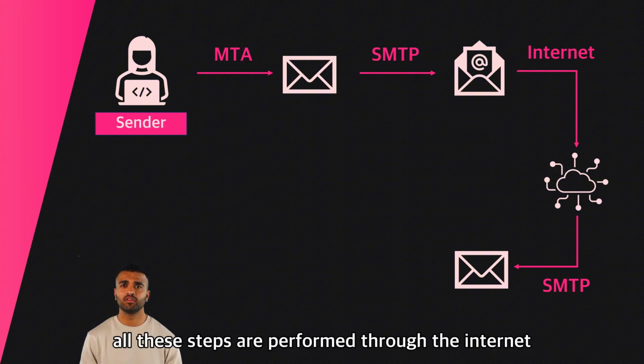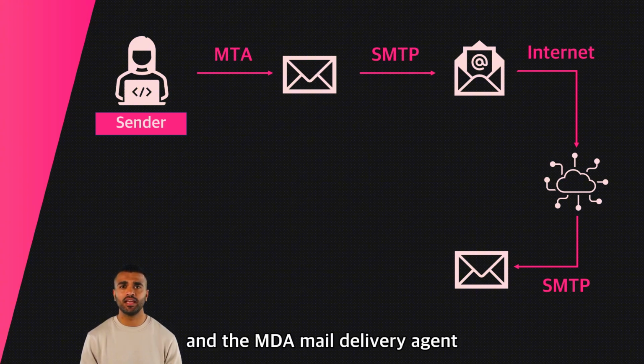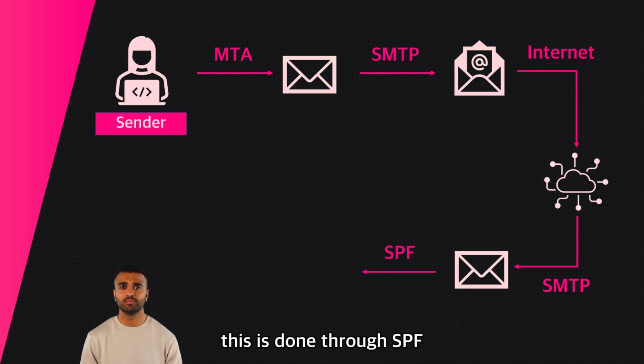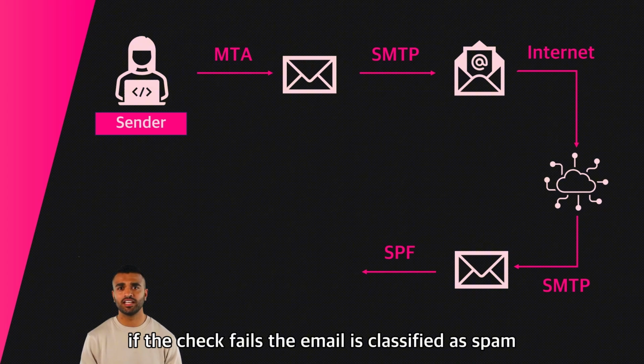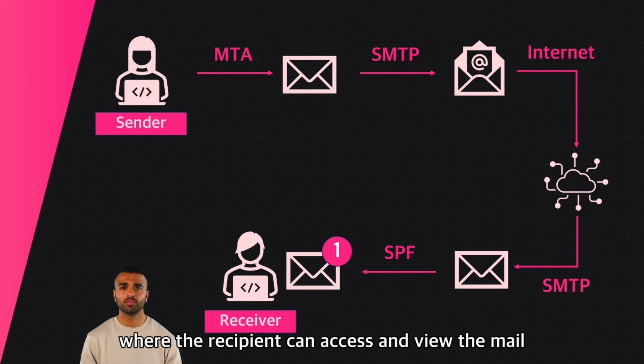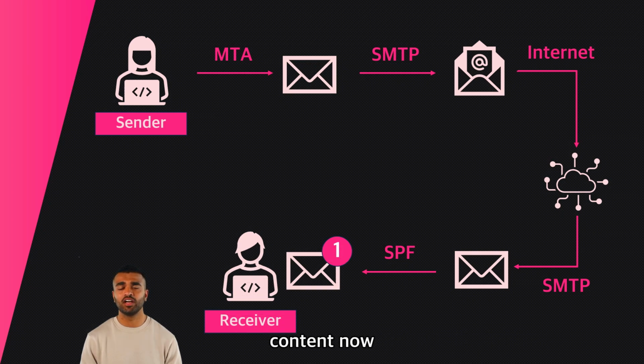All these steps are performed through the internet, and the MDA, Mail Delivery Agent, checks whether the email is spam or not. This is done through SPF, known as Sender Policy Framework. If the check fails, the email is classified as spam. Otherwise, the email continues to the recipient's inbox where the recipient can access and view the mail content.